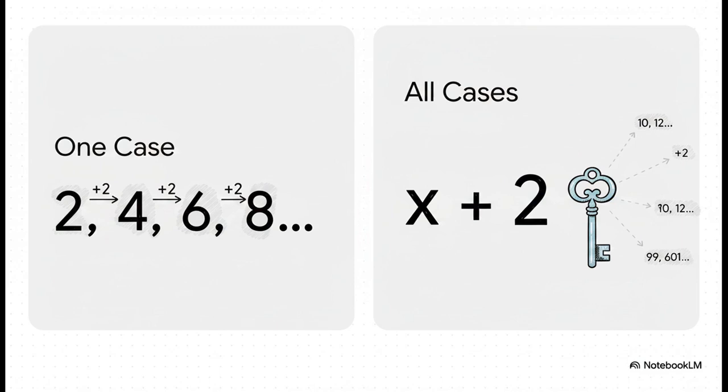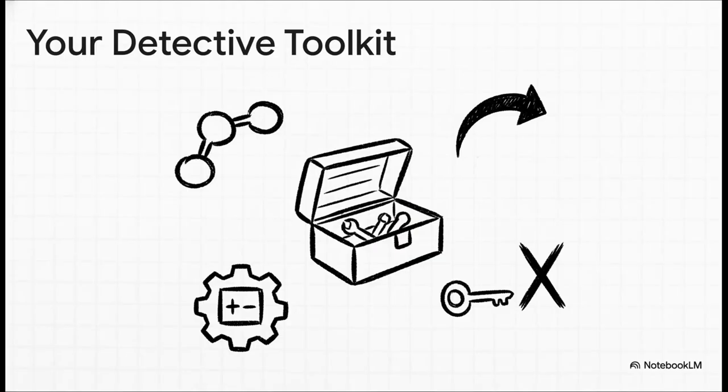Take a look. On the left, you see our specific case, 2, 4, 6, 8. But on the right, you see the master key, x plus 2. This little formula doesn't just describe our sequence, it describes any sequence that adds 2, whether it starts at 2 or 200 or even 2 million. It's a universal rule.